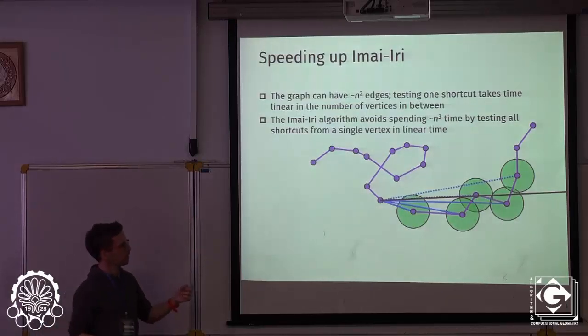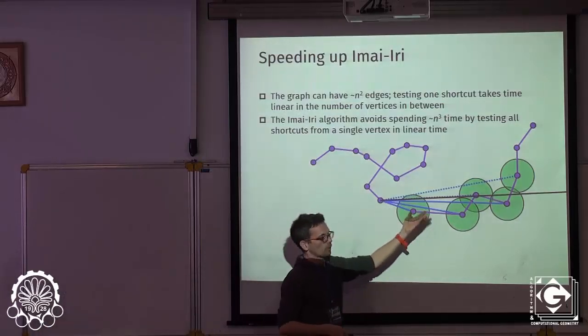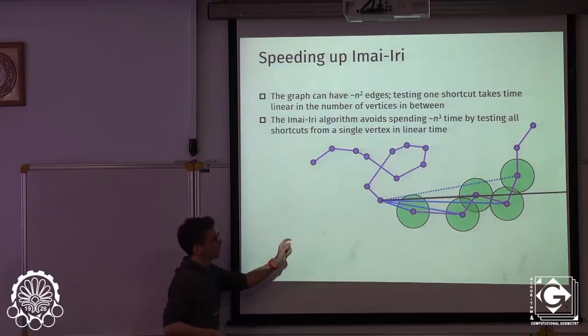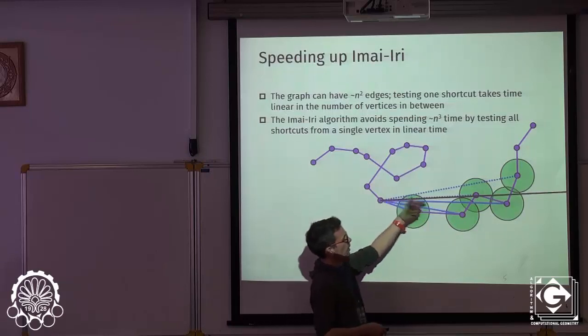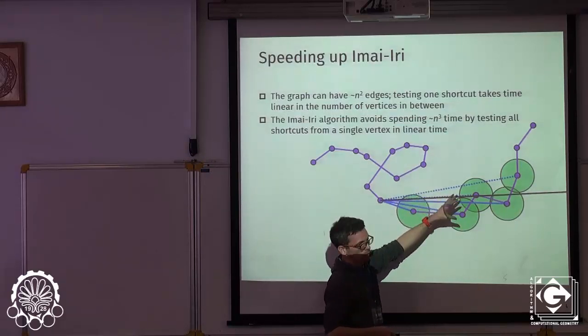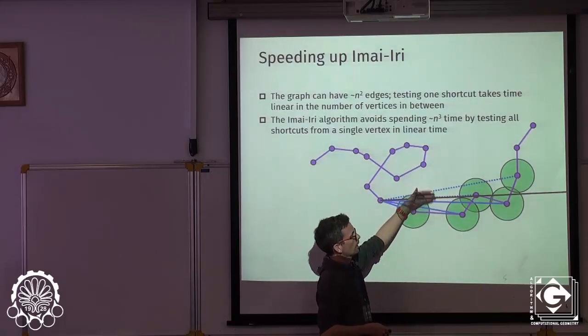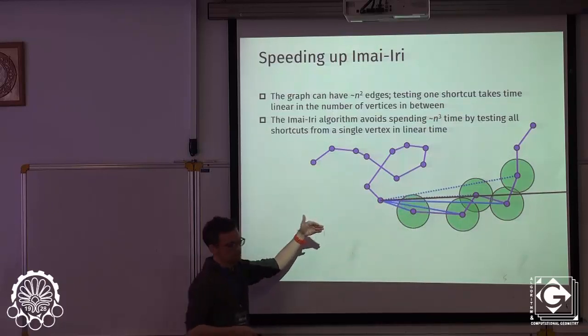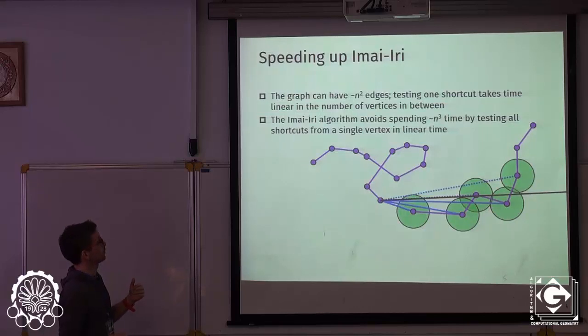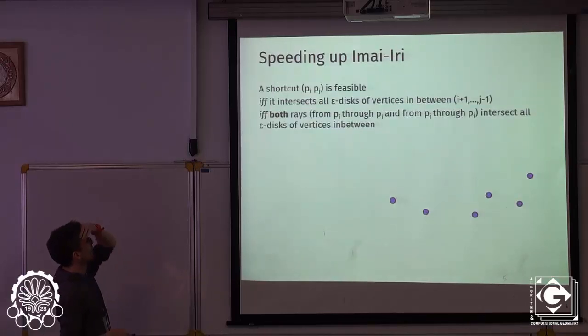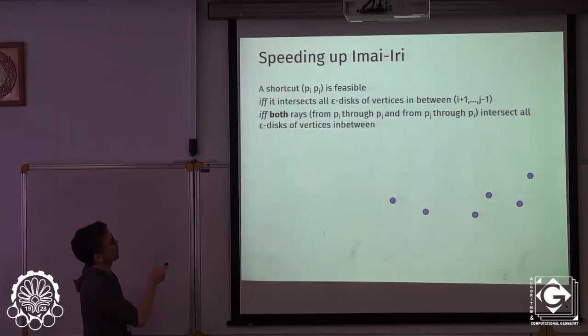But this is just an observation that at this point we can stop, but we can do this analysis a bit more carefully and maintain essentially the information of where a vertex may lie, so that I can still stab all the disks that are intermediate. So what we're now going to use is that a shortcut is feasible if it intersects all of those epsilon disks.